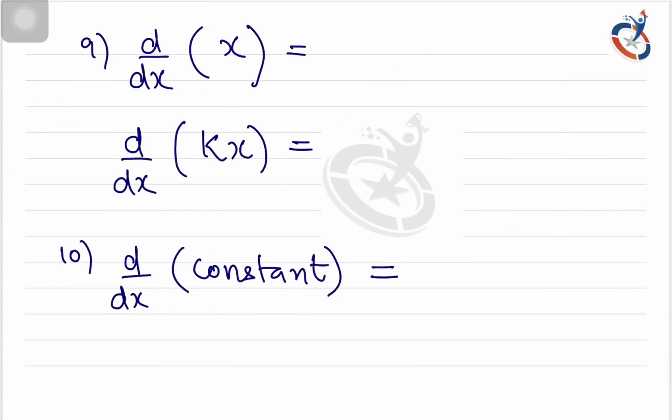The next formula is derivative of x. Now derivative of any function with respect to the same function. Derivative of x with respect to x. So x ka derivative is equal to 1. Clear? So derivative of x with respect to x is 1.